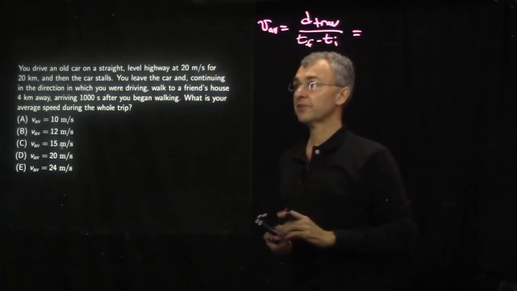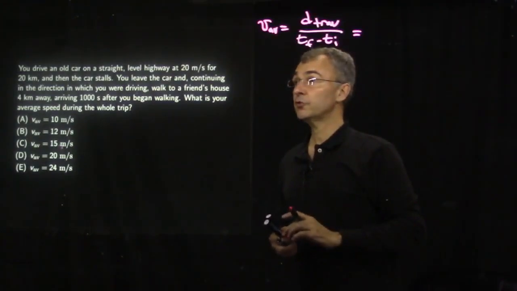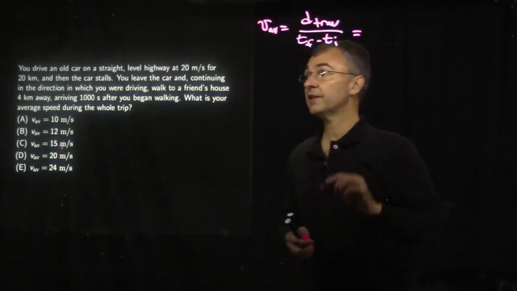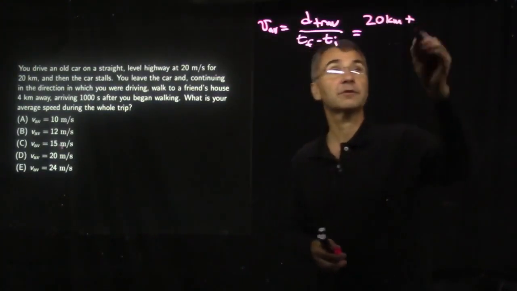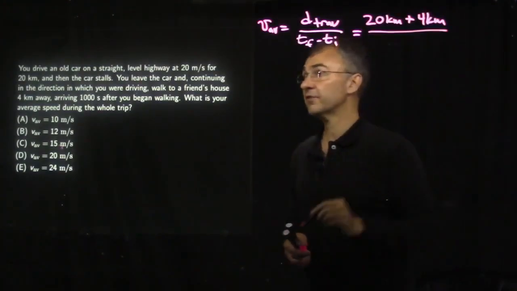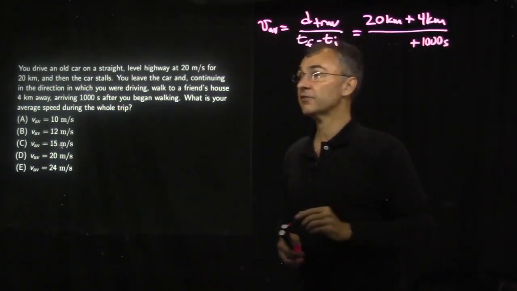So what is the elapsed time? Well, I guess we don't... Gee, this is tricky, right? What is the distance traveled? We have 2 segments. One is 20,000 meters, let's say 20 kilometers, and the other one is 4 kilometers. So we know the distance traveled. What is the time? It seems like the second segment is 1,000 seconds. How long does this first segment take?